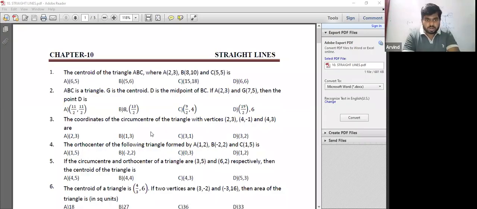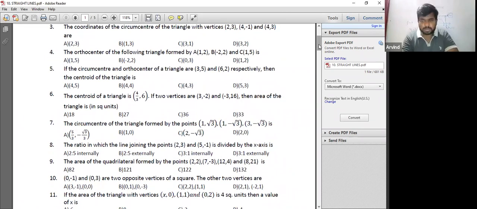So the coordinates of the circumcenter of the triangle is 3,1. Option C is the answer. Now do the fourth one using the clue that I gave. The ortho center of the triangle formed by A at 1,2, B at -2,2 and C at 1,5. Please try it using the hint given.